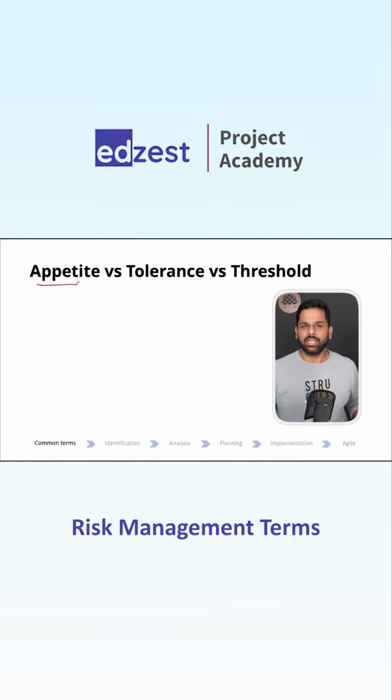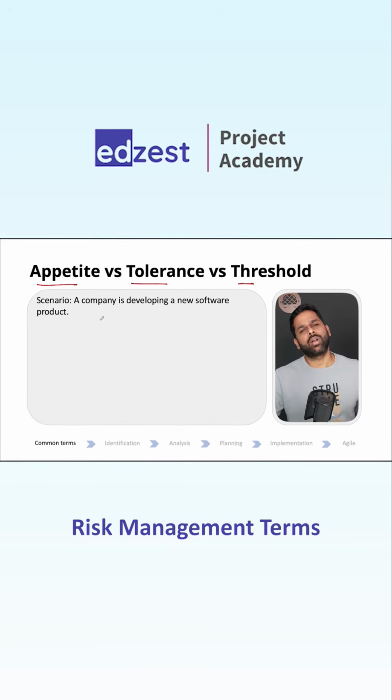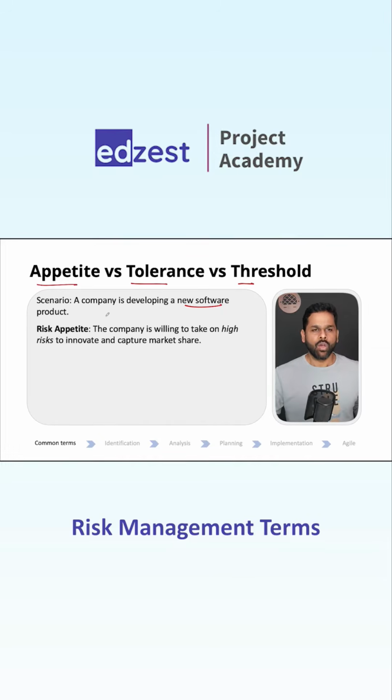Difference between appetite, tolerance, and threshold. With a simple example, let us say that we are building a software application product. Okay, so building an application. What would be a risk appetite in this case?